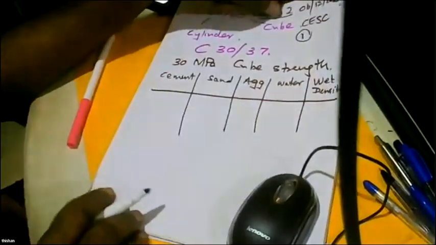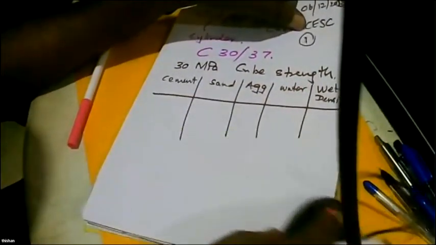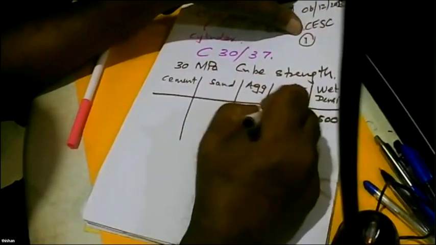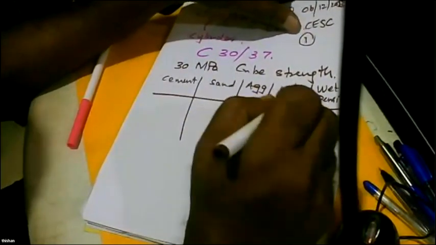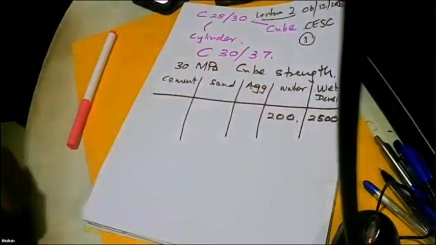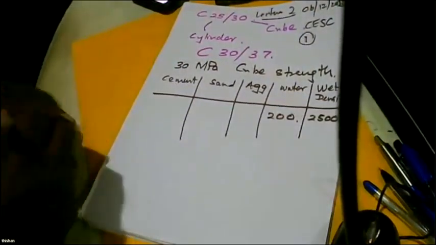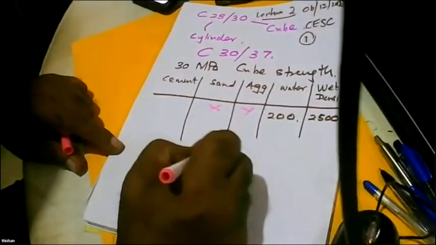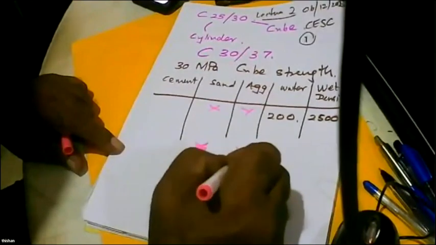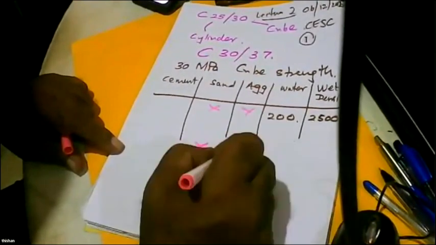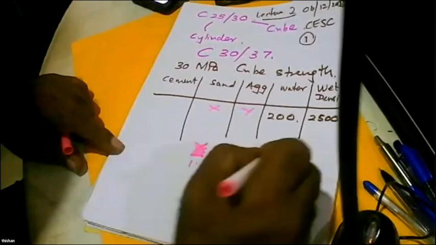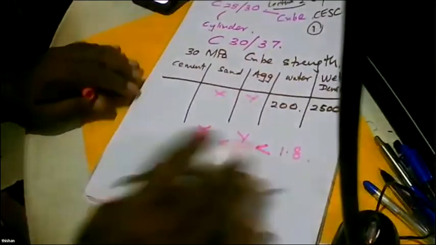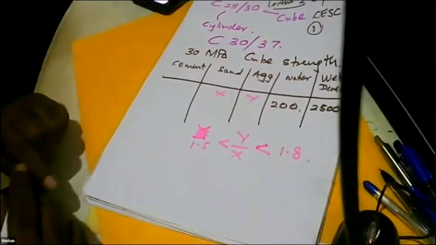Lecture 2. So I found some interesting parameters. They are these: 2500, and water requirement is 200. I did not have any other parameter, but I also knew that if this is x and this is y, then y of x should have a minimum value of 1.5 and a maximum value of about 1.8. So I knew about that relationship as well.